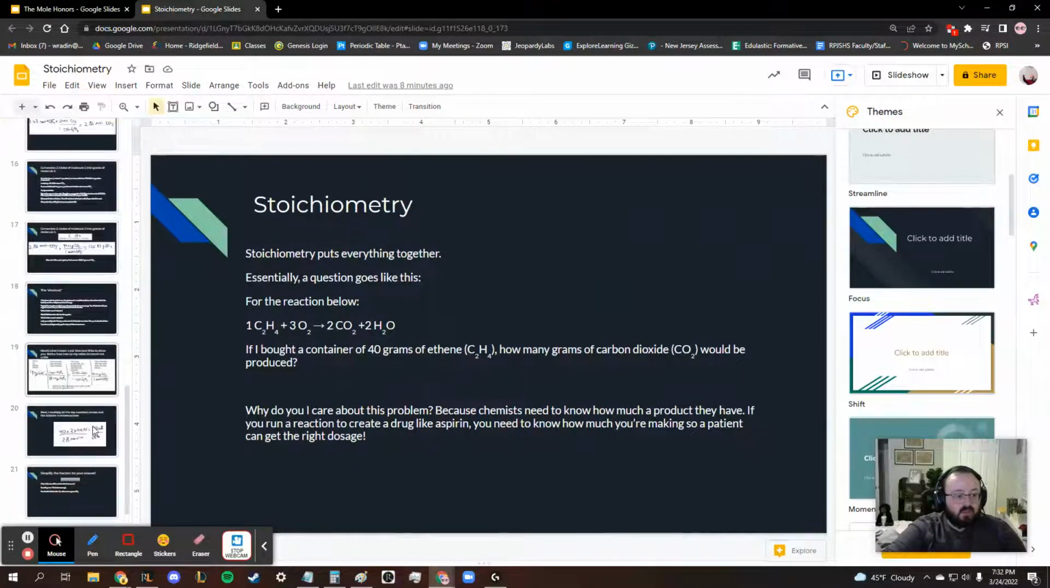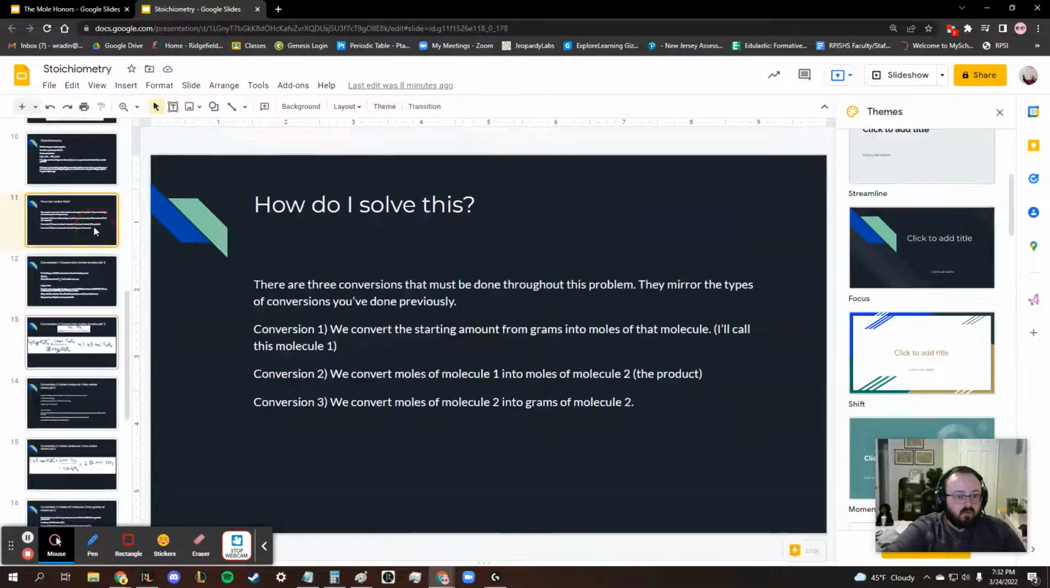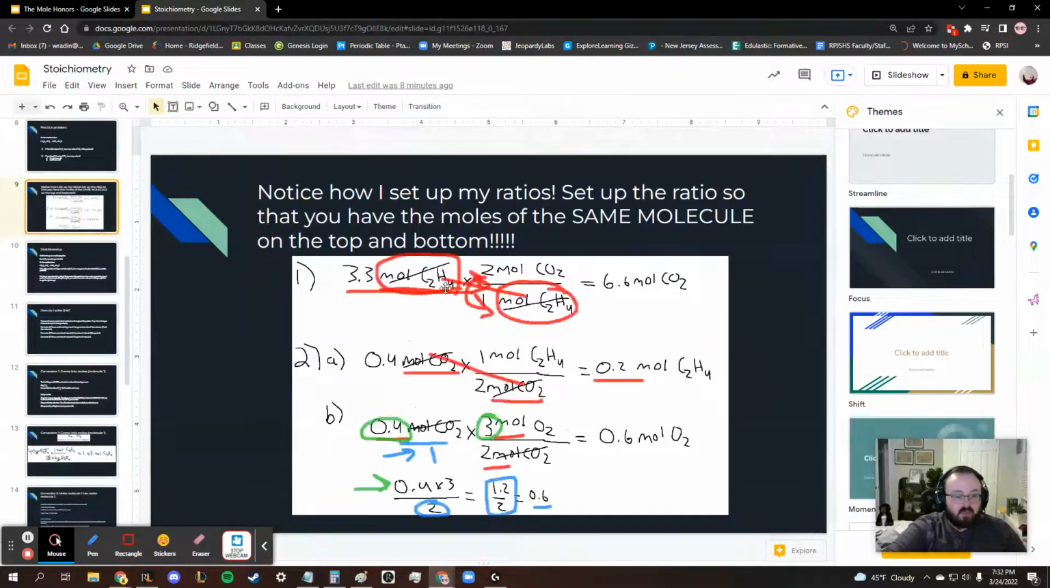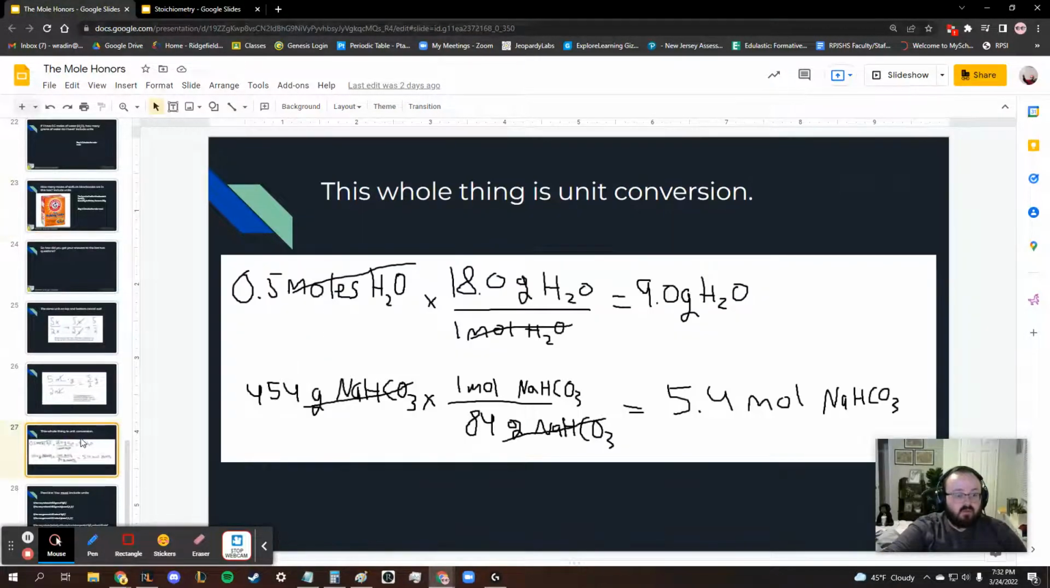This conversion that I just had you do, if I go back here, where are we at? This conversion is moles to moles. We start with moles of something and end with moles of something else. So we have to get these moles by converting grams into moles. And then we take these moles and convert them back into grams. That's what we're going to be doing.